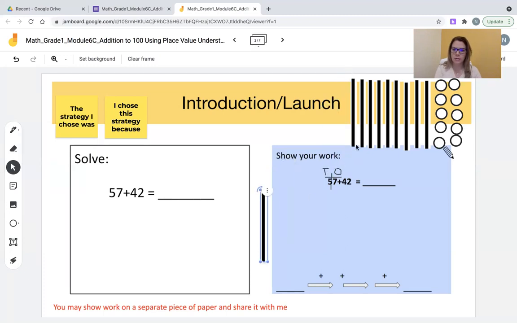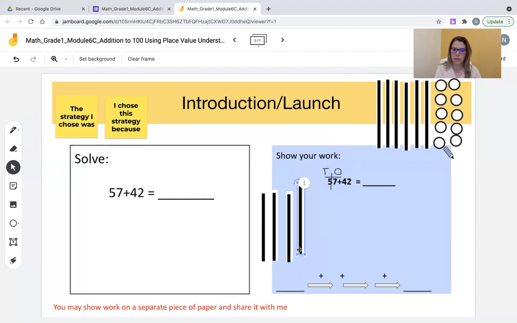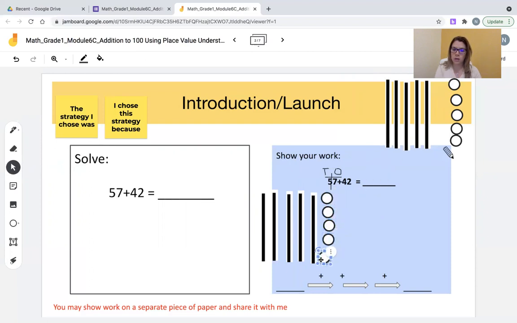1 ten, 2 tens, 3 tens, 4 tens, 5 tens. Now I'll click and drag 7 ones. 1 one, 2 ones, 3 ones, 4 ones, 5 ones, 6 ones, 7 ones.